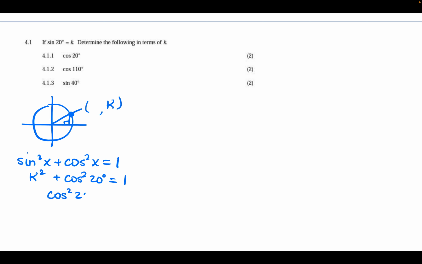So cosine squared of 20 would be equal to 1 minus k squared, and cosine of 20 would be the square root of 1 minus k squared. I know it's positive because 20 degrees is in the first quadrant, so we don't have to worry about the positive or negative.